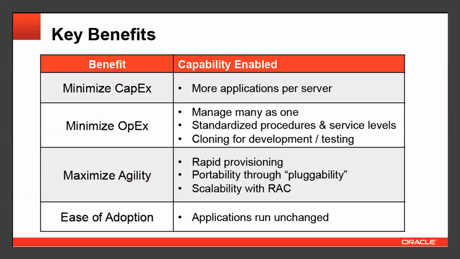So another way of looking at this is the key benefits. You minimize the capital expenditures because you're running more applications per server. You minimize OpEx because you can manage many as one. You can standardize procedures for managing these databases, and manage agility, because you can rapidly provision these databases. You have great portability through pluggability, and multi-tenant architecture scales up really one-to-one with rack. So ease of adoption, application runs unchanged.